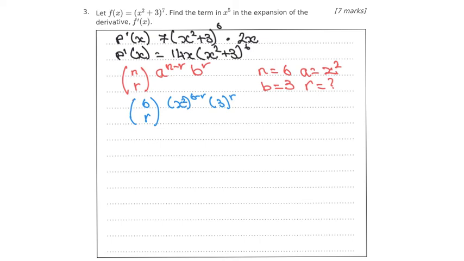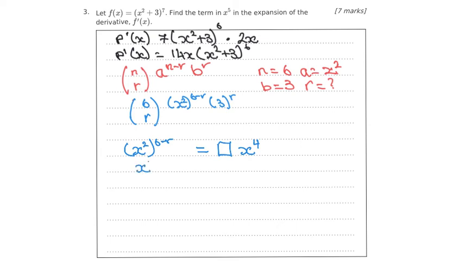Now we will compare the powers for all the values that involve an x. So we get x squared raised to the power of 6 minus r, and we want that to equal some coefficient of x to the power of 4. So let's multiply out. So we get 2 times (6 minus r).